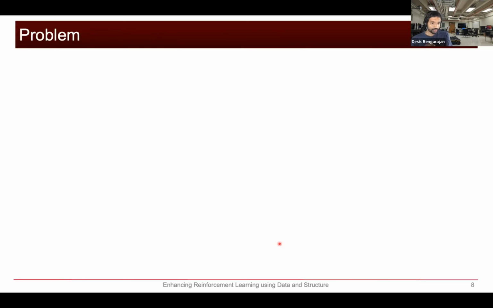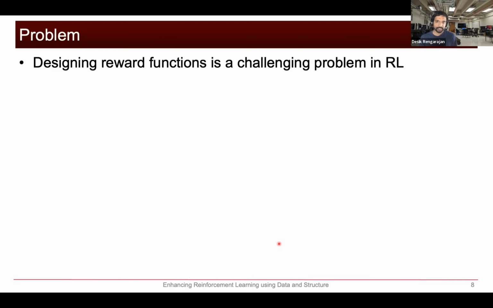Now we move on to the basic problem that I'm trying to solve. The problem that we're trying to address is that designing reward functions is a challenging problem in reinforcement learning. Why is that so? Reward functions tell you the task that you're trying to solve, and they encapsulate what you want your agent to do, right? If the reward function is not designed properly, the agent will try to optimize something else and you won't get the desired result that you want. For example, over the past few days, Nitin has been working on trying to design reward functions for a simple obstacle avoidance problem.